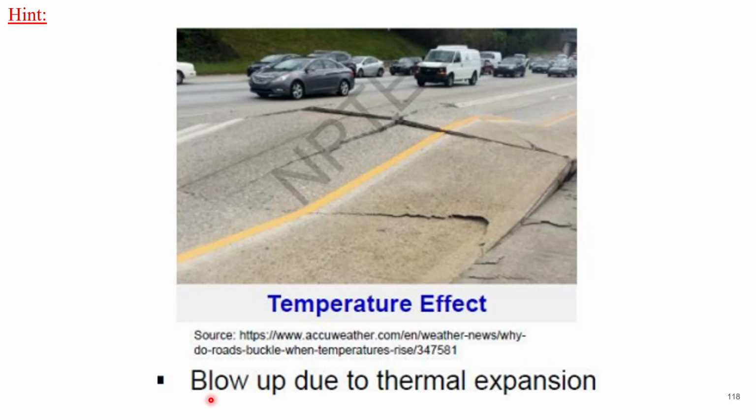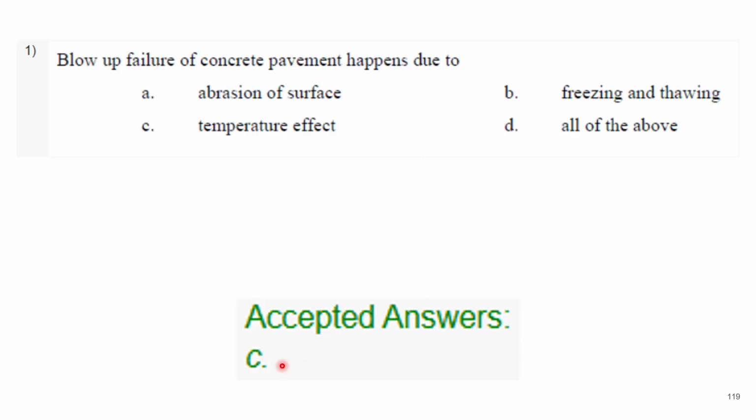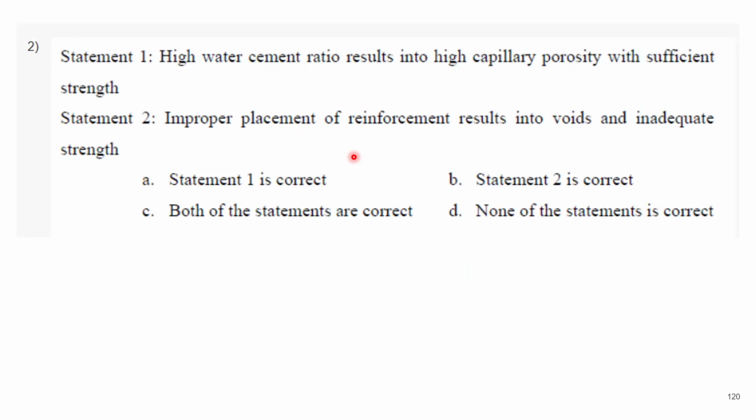If you remember, blow up happens due to thermal expansion. So it is basically the temperature effect. So therefore C, temperature effect, is the correct option. Second question.